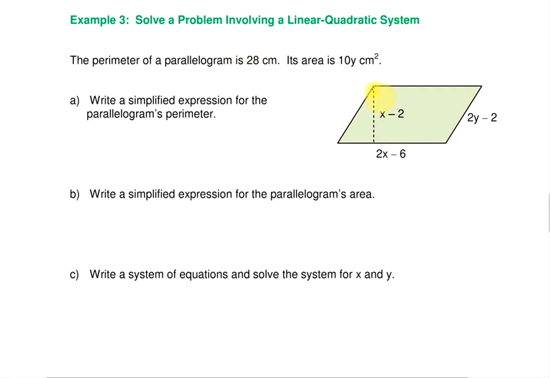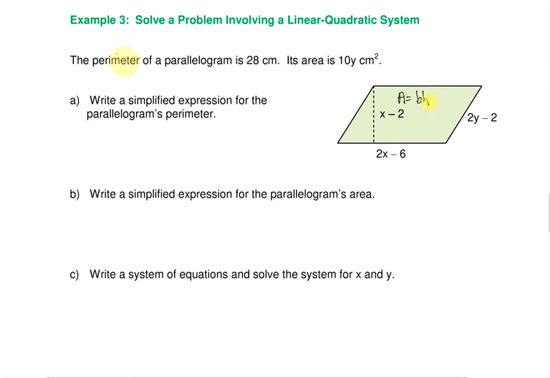And remember, perimeter means the distance around the object. So that would mean to add up all the sides of your object. And the area is 10y centimeters squared. And the area for a parallelogram in formula is base times height.